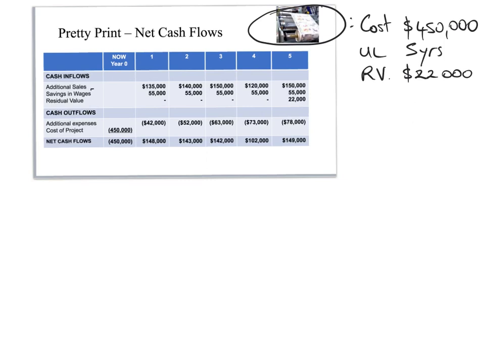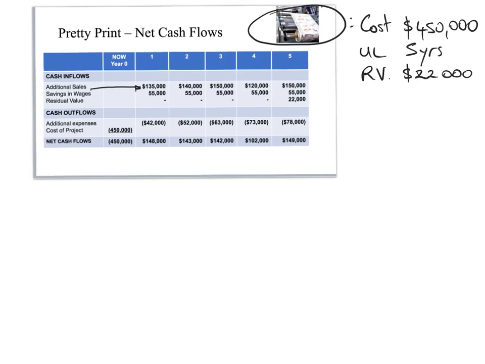Management believes that additional sales are going to be 135,000, then 140, 150, then 120, then 150. These are projected sales, or additional sales to what we're currently making. So if we buy this machine, we're expecting to make additional sales. So it's the additional sales or incremental sales that we include in our decision.